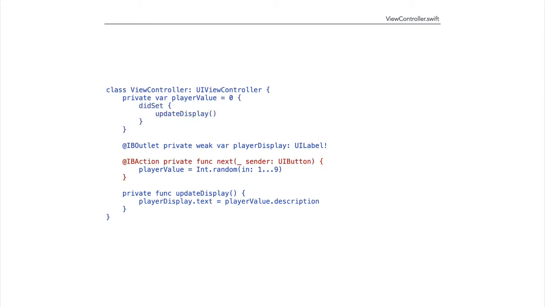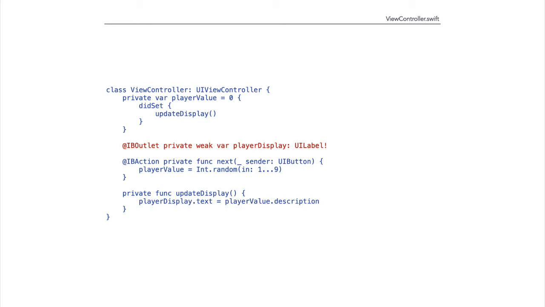A user taps the button and that fires the next method. Inside the next method, the random number between 1 and 9 is chosen, and that is assigned to the playerValue property. The playerValue property now has this new value, and because it's been changed, it calls its didSet method. Its didSet method calls the updateDisplay. An updateDisplay is now called, and all it does is it takes that int, turns it into a string, and then displays it in the label's text property.